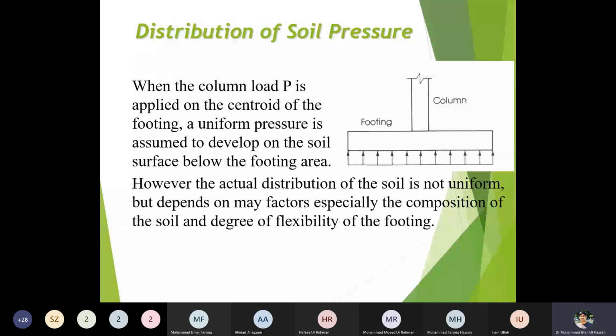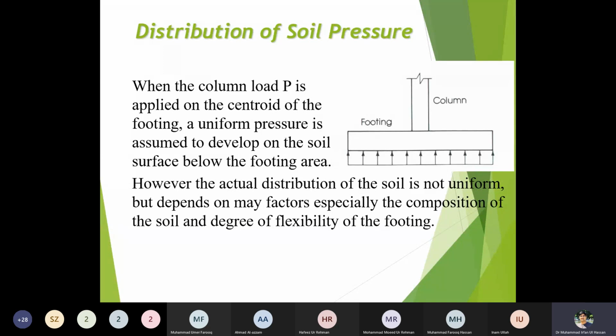So that topic was about the types of footing, and now we are discussing the soil pressure distribution. You know that the column load is acting on the centroid of the footing, and when the column load is acting at the centroid of the footing, the pressure under the footing will be a uniform pressure, and that can be computed as load over area.